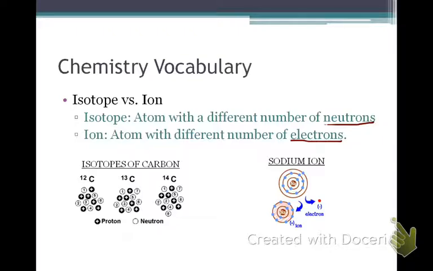So my example for isotopes we have right here is carbon. So here's carbon 12. We get the 12 because there's 6 protons, which is the fingerprint, so there's always 6 protons for carbon, and we have 6 neutrons.